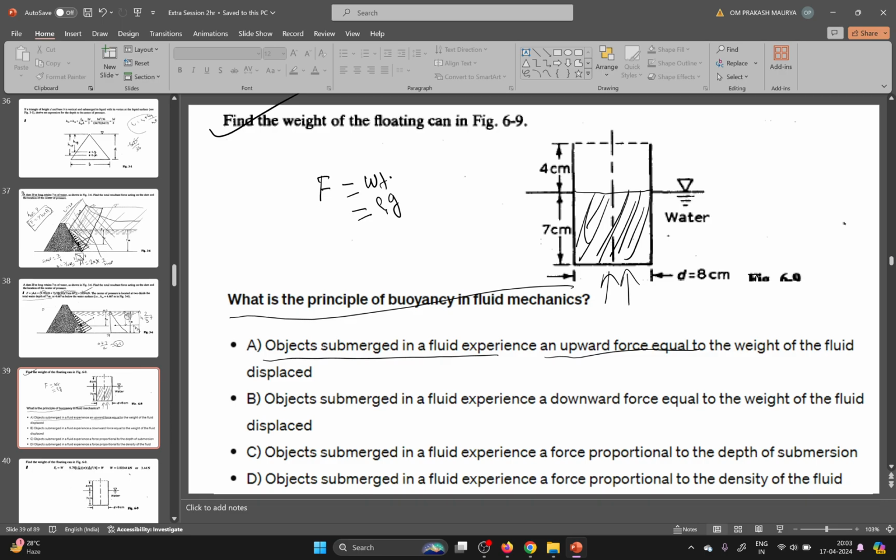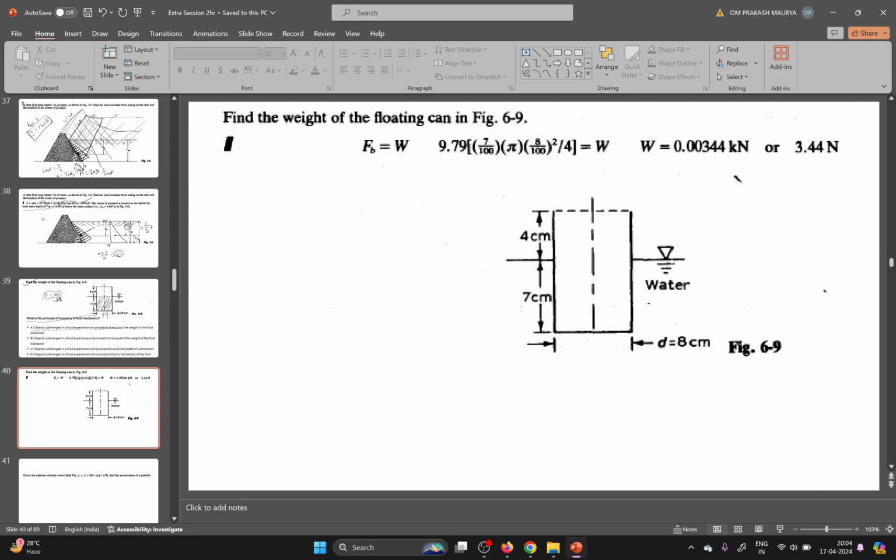And how will we go through this? Weight of your fluid. Oh, this is not the expression. So your formula will be like that. So how will you calculate? It will be calculated like that.